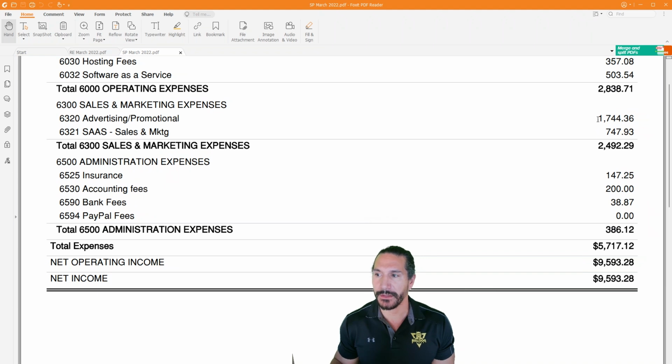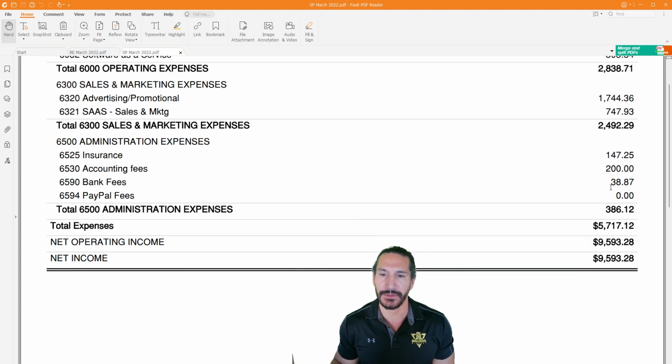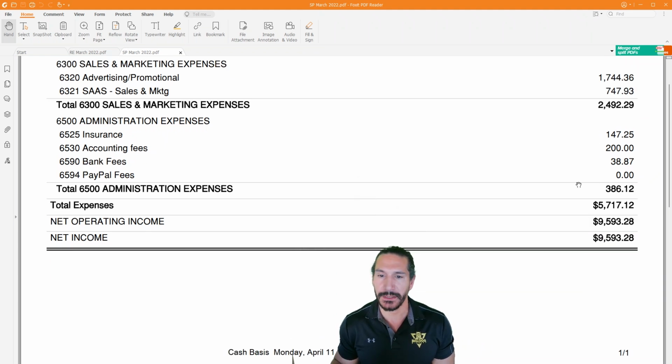So not a huge amount. These expenses are kind of optional here, but it's something I'm trying out. And then some basic stuff: insurance, accounting fees, bank fees, PayPal fees. It leaves me with a nice little net profit of approximately $9,600. So that's the first business, Simple Programmer.